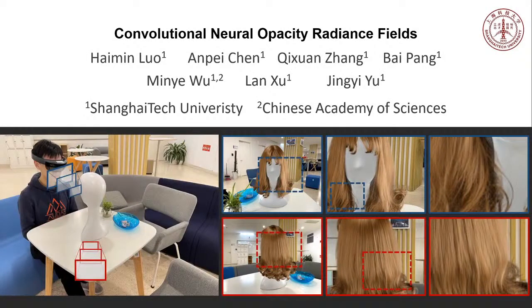Hello everyone, I'm Haimin from ShanghaiTech University. Today I will present our recent work, Convolutional Neural Opacity Radiance Fields. This is a joint work with Anpei, Qixuan, Bai, Mingye, Lanxu, and my supervisor, Jingyi Yu. I'd like to first give an overview of our work.